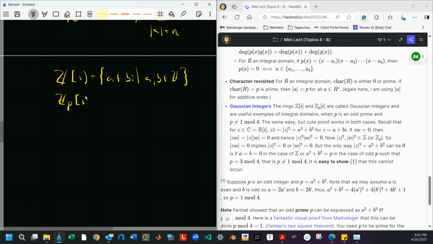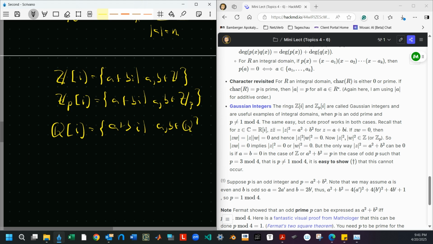And I'll have some separate notes just about this. You could say a whole bunch of stuff about Gaussian integers where a and b are in Zp. And in fact, this notation is quite general. So we have Q[i], the set of a plus bi where a and b are in Q. And similarly, we have R[i], and R[i] is also called C, the complex numbers. So we have lots and lots of examples like this.